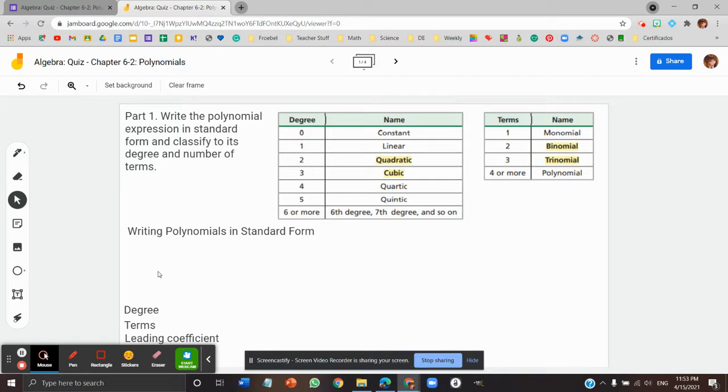So let's do some exercises. Let's try to practice a little bit, right? Just a little bit of what it is that you're going to be seeing on this quiz. So this is like a review. And we have been reviewing this for a very, very long time.